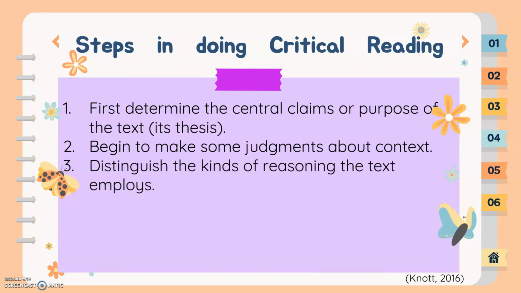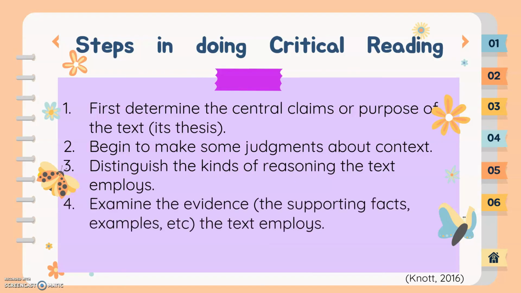Third, distinguish the kinds of reasoning the text employs. You may ask yourself the question, what concepts are defined and used? The reader might also examine how the text is organized, just like asking the question, how has the author analyzed or broken down the material? Different disciplines, just like history, sociology, philosophy, or biology, will have different ways of arguing.